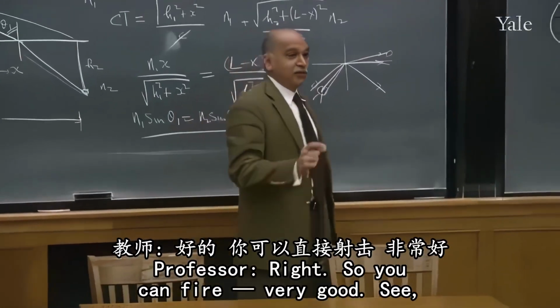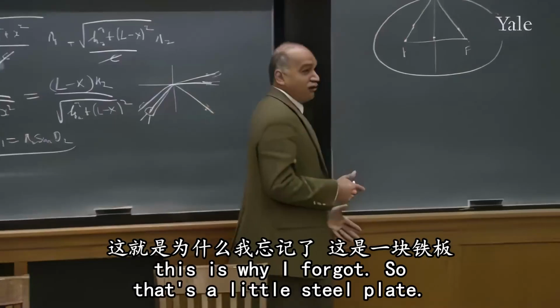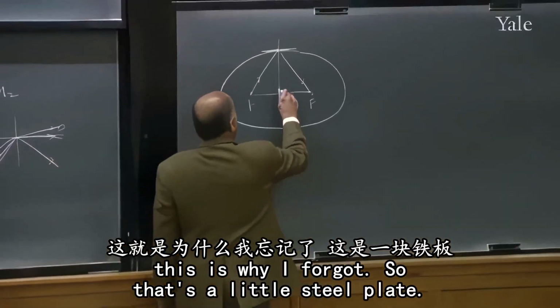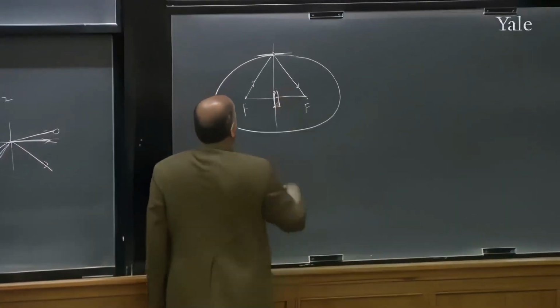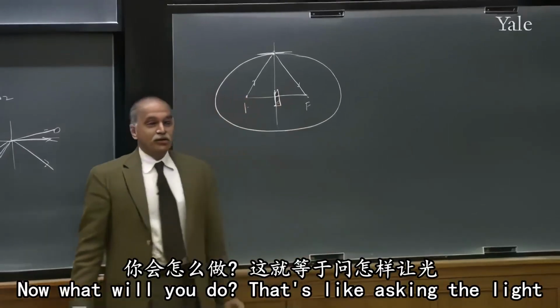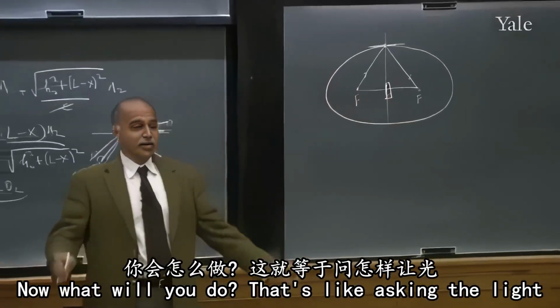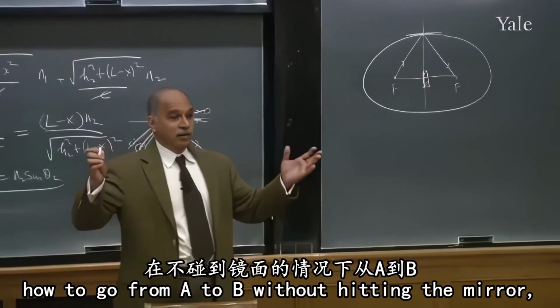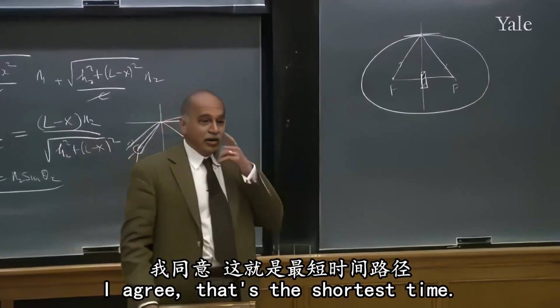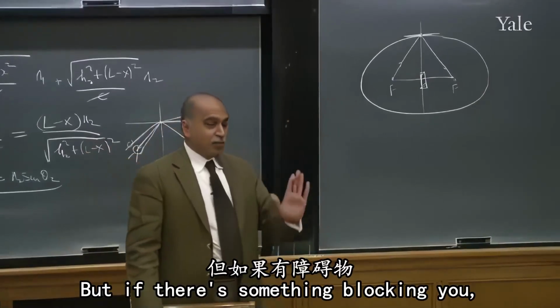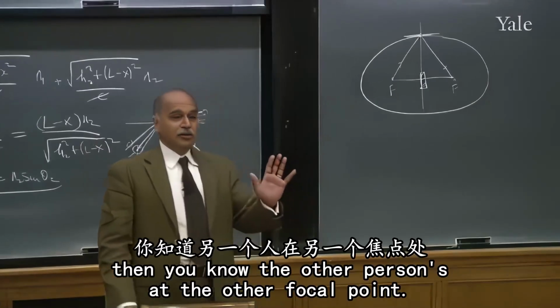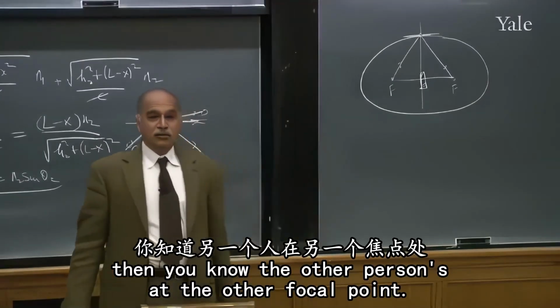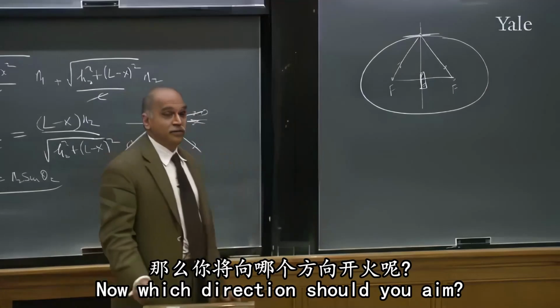Right. So you can fire. Very good. No, see, this is why I forgot. So, all right, that's a little steel plate. Now, what will you do? That's like asking the light how to go from A to B without hitting the mirror. I agree, that's the shortest time. But if there's something blocking you, then you know the other person's at the other focal point. Now, which direction should you aim?